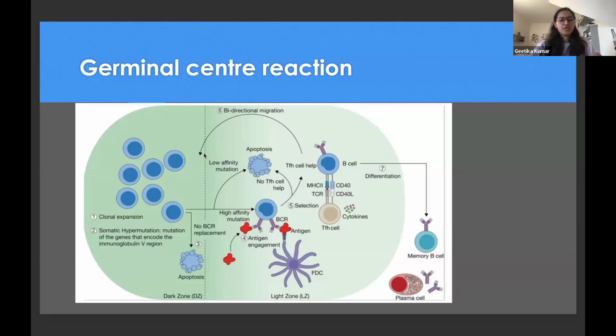But basically overall through this process, you're getting B cells which are all reactive to the same antigen, but have slightly different affinities, and you're selecting for the cells which have the highest affinity to that antigen. Any questions on this?